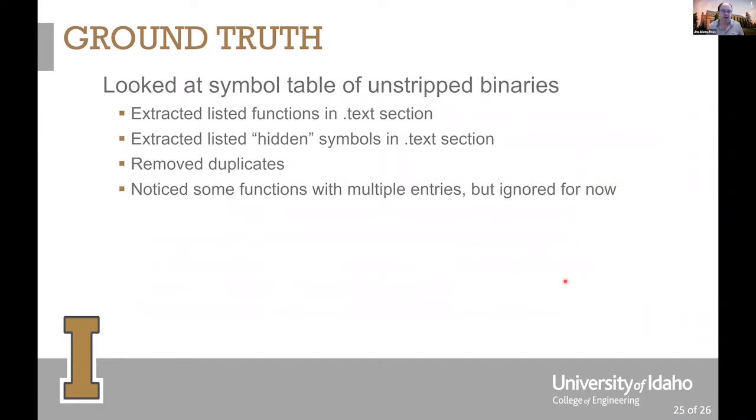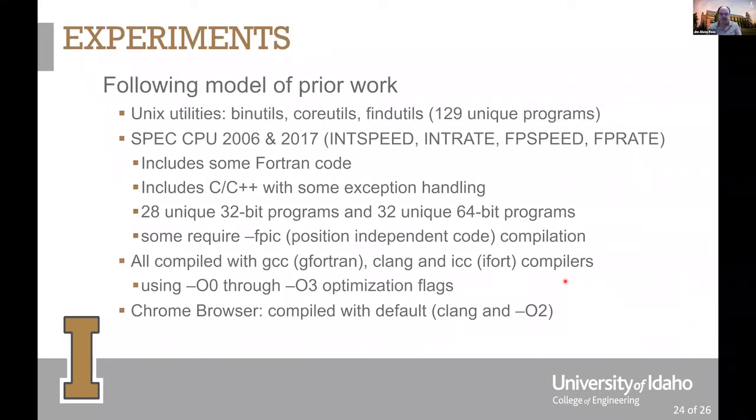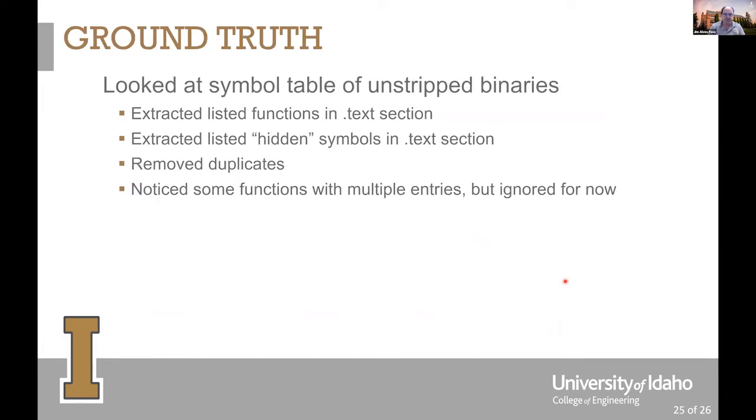How do we know if we're right? We looked at the symbol table of an unstripped binary. So I should say we compiled these unstripped. We extracted out the symbol table, got all the right data. Then we stripped all the data and ran our tools on the stripped data. There are some hidden symbols in the text section that we had to look for, listed functions in text sections, removed all duplicates. We noticed some functions had multiple entries. For now, we count those as separate functions.